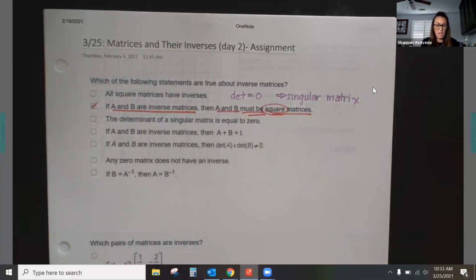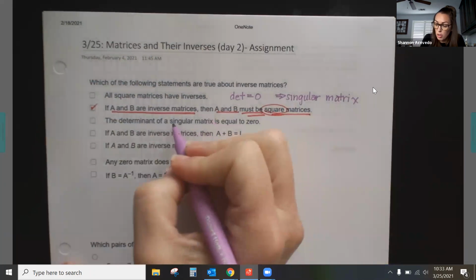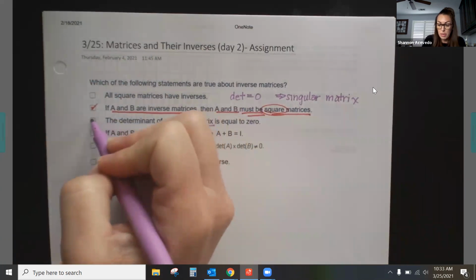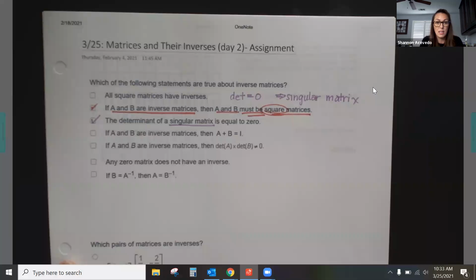The determinant of a singular matrix is equal to 0. Yeah, absolutely. That's what we just talked about up here. That has to be the case.